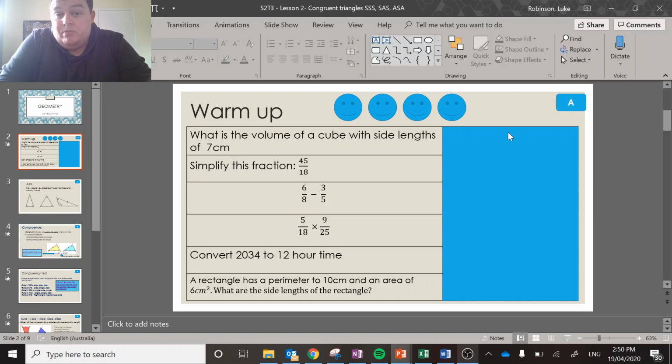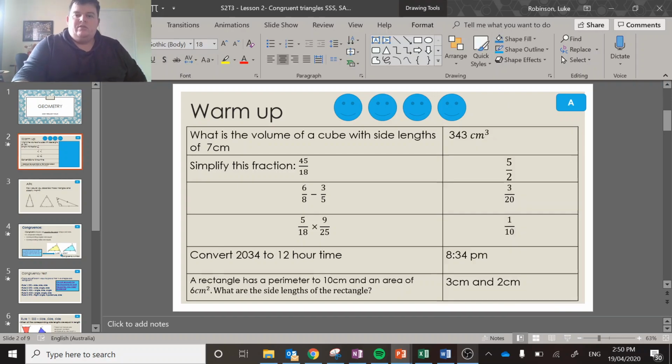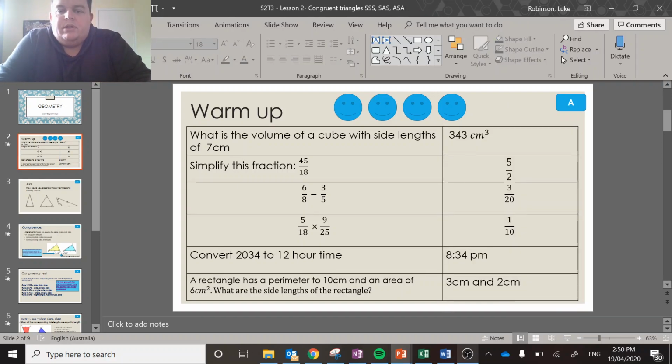Okay, assuming that you paused the video and gave it a go, hopefully you got the answer of 343 centimeters cubed. To figure that out, a cube with the side length of 7 centimeters is just 7 times 7 times 7, or just 7 cubed, which is where that expression comes from. That gives you 343. Simplify this fraction, 45 over 18. I know that 9 goes into both of those. That's 5 over 2, which should roughly be 2.5.